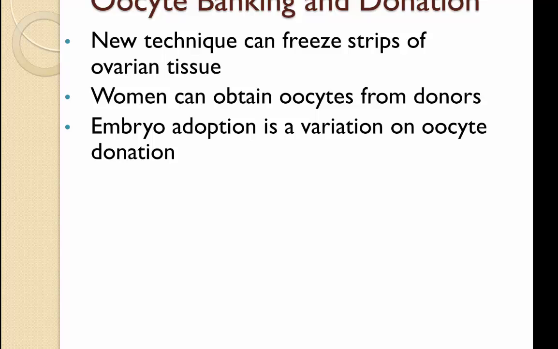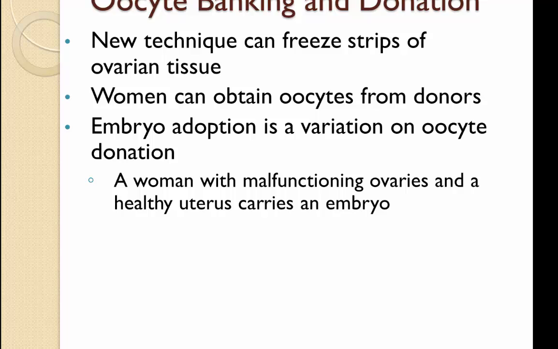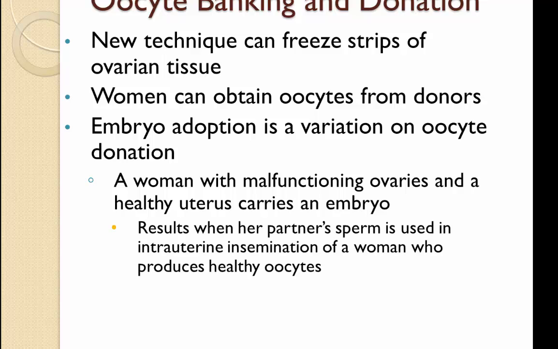Embryo adoption is a variation of oocyte donation. So it could be someone who attempted IVF, was very successful, but had very healthy embryos that were frozen and they weren't going to use them anymore. Some couples do allow adoption of their embryos to a woman who would otherwise not be able to. A woman with malfunctioning ovaries and a healthy uterus can usually carry the embryo. Her partner's sperm is used in intrauterine insemination of the woman who produces healthy oocytes.